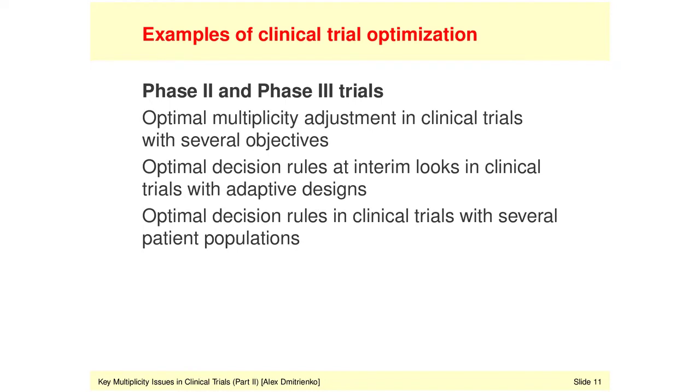General optimization approaches have been applied to a broad class of problems. For example, problems related to an optimal selection of multiple testing procedures in clinical trials with several objectives. Also, optimal selection of parameters of a multiple testing procedure, such as selection of hypothesis weights, and other examples of clinical trial optimization that we considered in recent papers include optimal decision rules at interim looks in clinical trials with adaptive designs, as well as optimal decision rules in clinical trials that employ several patient populations.